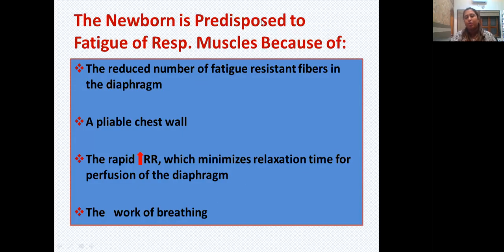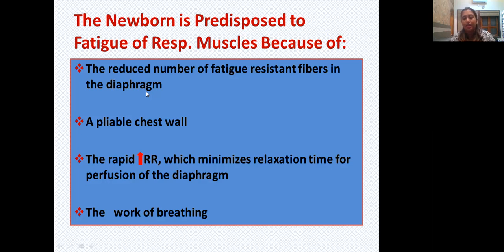The newborn is predisposed to fatigue of respiratory muscles also because there is a reduced number of fatigue resistant fibers in the diaphragm. These fatigue resistant fibers in the diaphragm start increasing after birth. Even in term babies, it is just 10% of the total, whereas in preterm, it is even lesser. So the fibers which are meant for the diaphragm to be continuously working are much lesser here. Then there's a pliable chest wall.